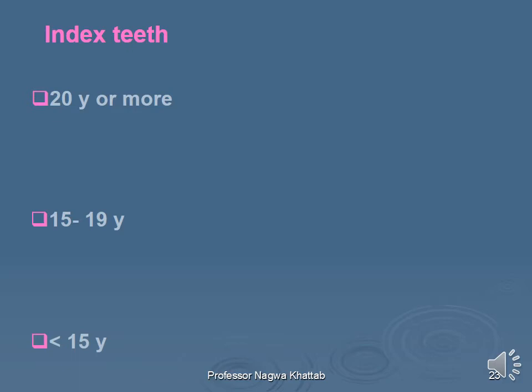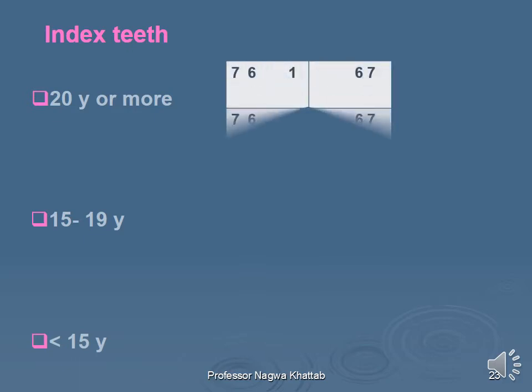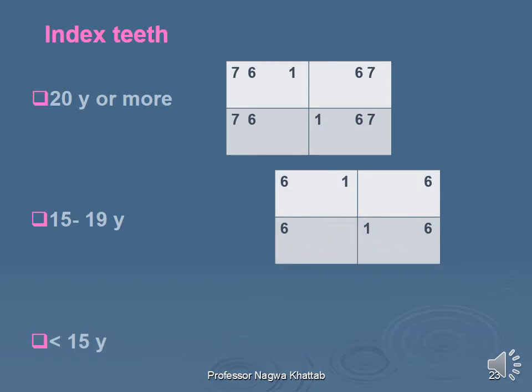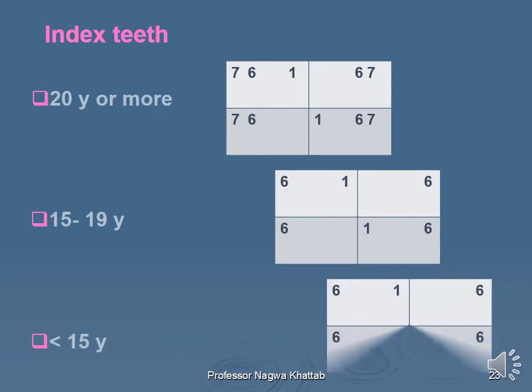Index teeth are used for epidemiological studies, where I have a large number of people which is difficult to examine all the mouths. They will be divided into 20 years or more, or less than 20 years. For 20 years or more, we have index teeth similar to that of the oral hygiene index simplified, but we add 7 in every one quadrant. Below the age of 20, we remove the 7. The same teeth as the oral hygiene index simplified.